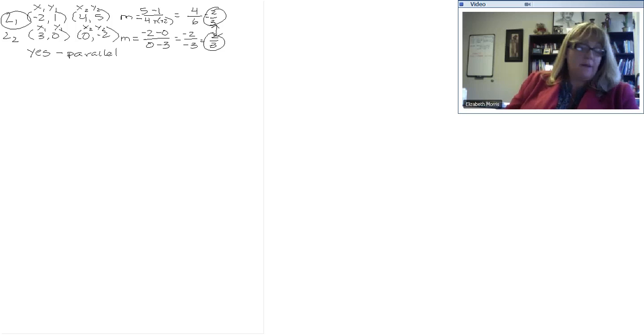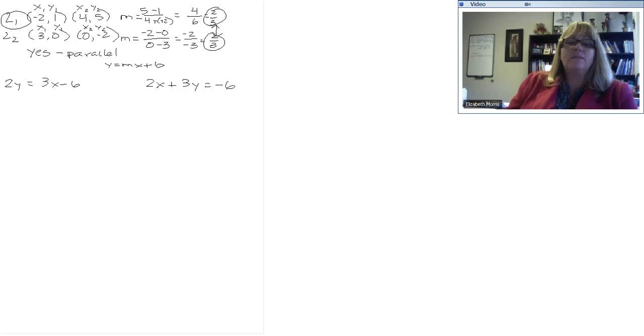Or they could do it this way. Line 1 is 2y equals 3x minus 6, and line 2 is 2x plus 3y equals negative 6. Are they parallel? Are they perpendicular? I don't know. I have to see the slopes. How do you find a slope when it's in an equation form? You put it in y equals mx plus b. Here's my y. It's already isolated. I only have to divide out the 2. So I get y equals 3/2 x minus 3.